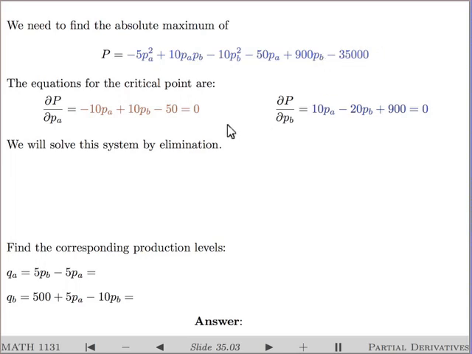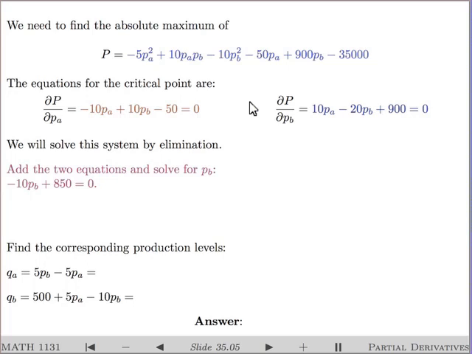We set this equal to 0 and solve. This is a linear system. We will solve it by elimination. If I just add the two equations on the left, minus 10 PA plus 10 PA will be 0. So I'll have only the PB term and a constant term. 10 PB minus 20 PB is minus 10 PB. Minus 50 plus 900 is 850.